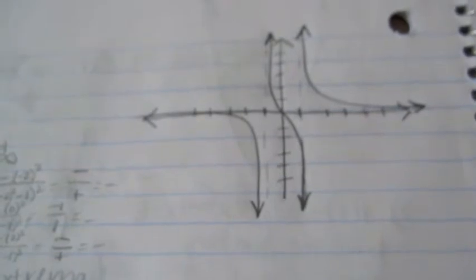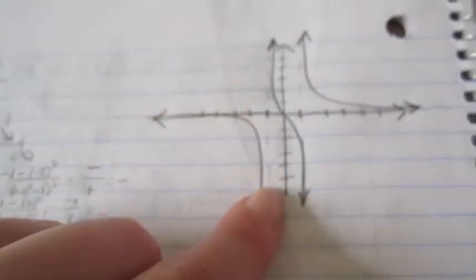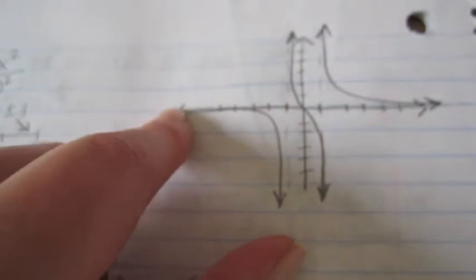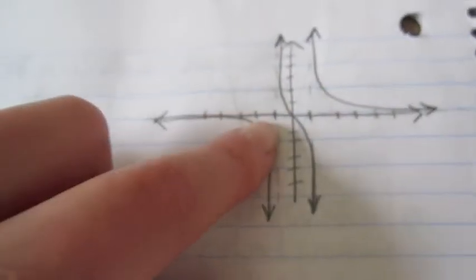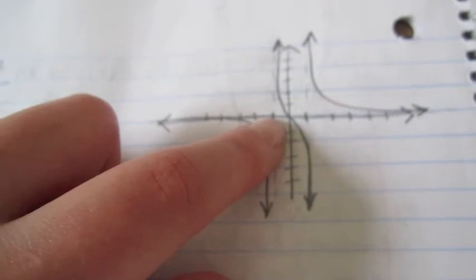So that is the graph of the function. You can see that there are vertical asymptotes at negative and positive 1, and the horizontal asymptote at y equals 0. And the x and y intercept, as well as the point of inflection, are at 0, 0.